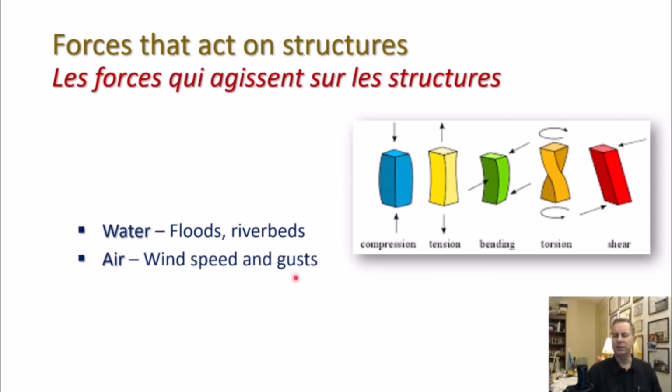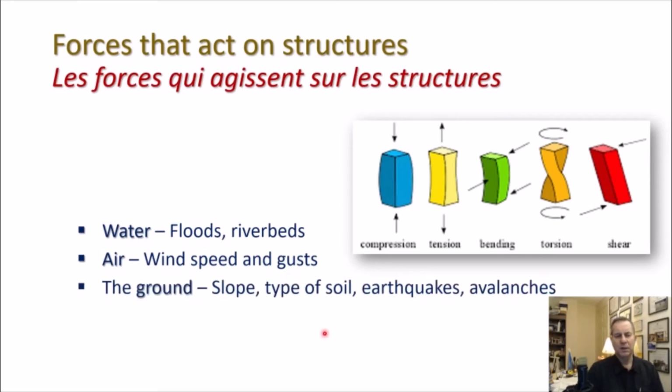You always have to watch gusts. Very rarely is wind perfectly steady, so you have to take into consideration how high the gusts will be. Then, of course, there's the ground. Here again, shear is usually the most damaging force acting on a structure. If there's a slope, the soil will want to go down. If the soil is very wet, it gets muddy and mushy, and it'll flow. Earthquakes and avalanches are classic examples of, in some cases, torsion, but most of the time it's shear with a little bit of compression.